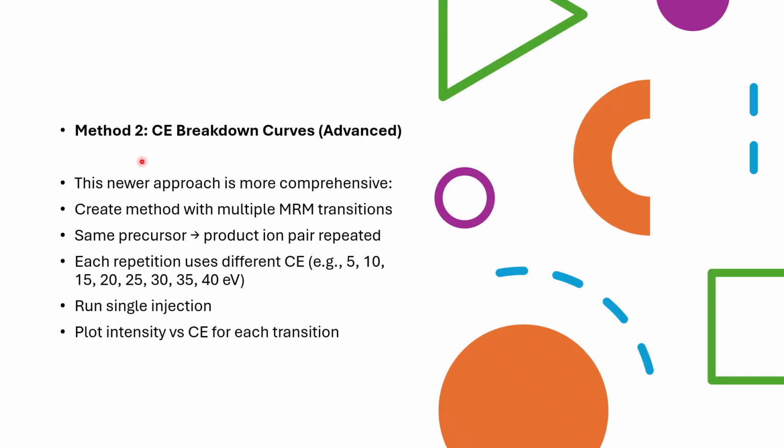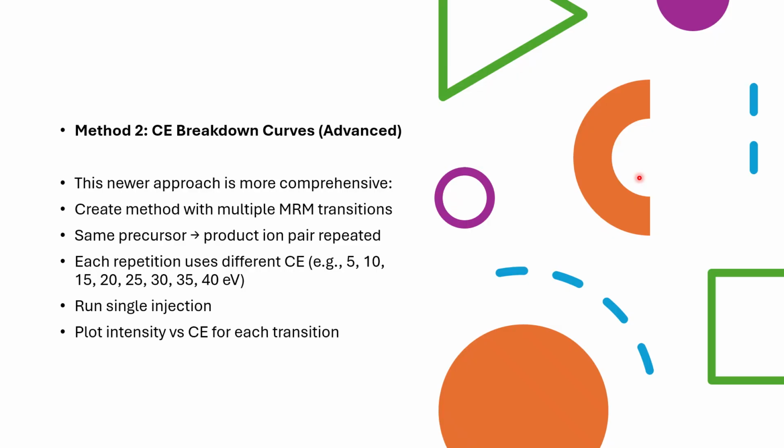Now let's come to your advanced method of collision energy breakdown curves. Now this approach is more comprehensive. In this, you have to create a method with multiple MRM transitions. So you're going to keep the same precursor, but the product ion pair would be repeated, and each repetition uses a different collision energy. Example: 5, 10, 15, 20 and so on till 50 electron volts. And this is all done in a single injection. So at last you get a graph, plotting intensity versus collision energy for each transition.